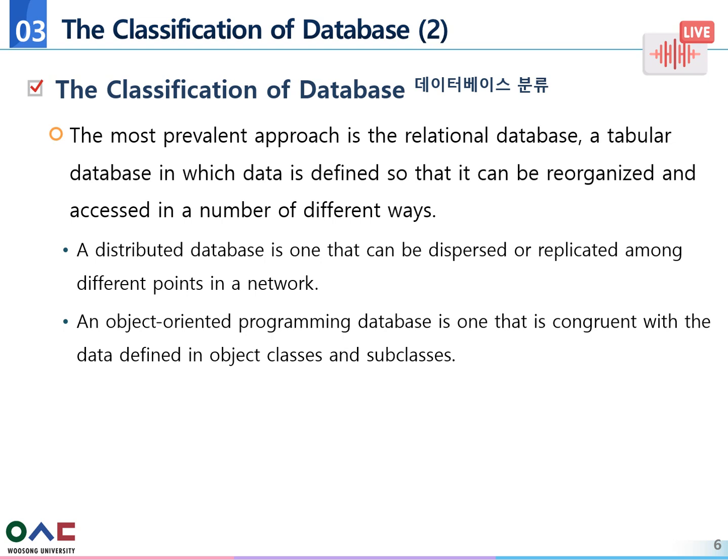A distributed database is one that can be dispersed or replicated among different points in a network. An object-oriented programming database is one that is congruent with the data defined in object classes and subclasses.